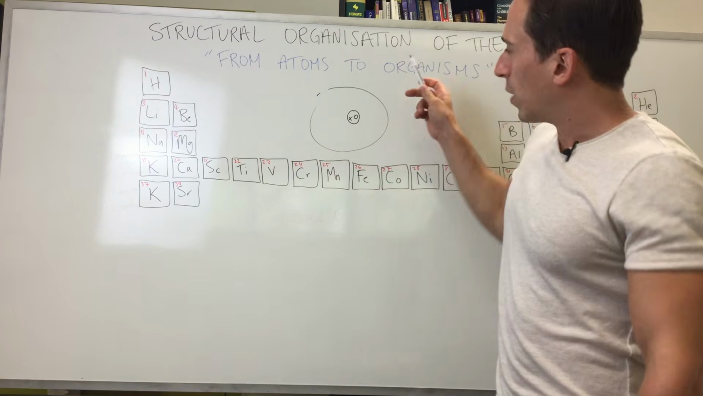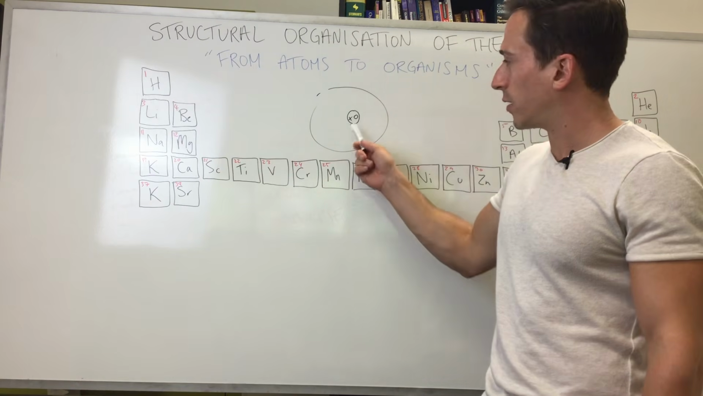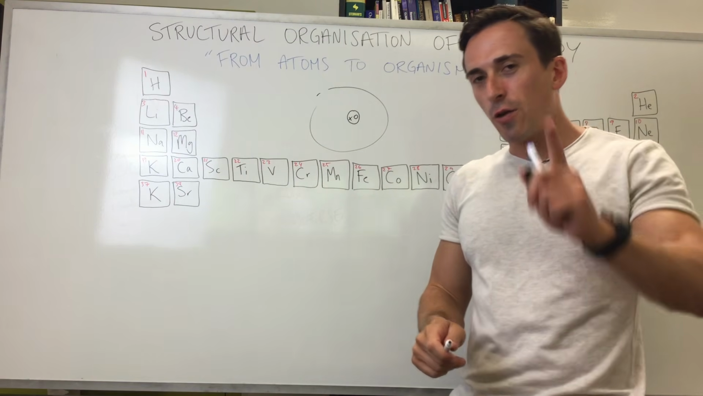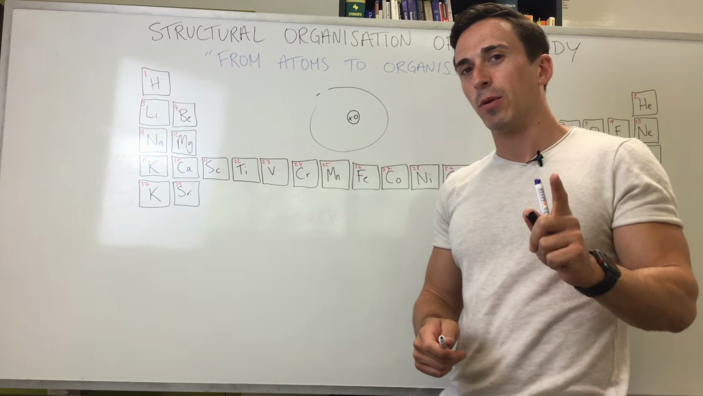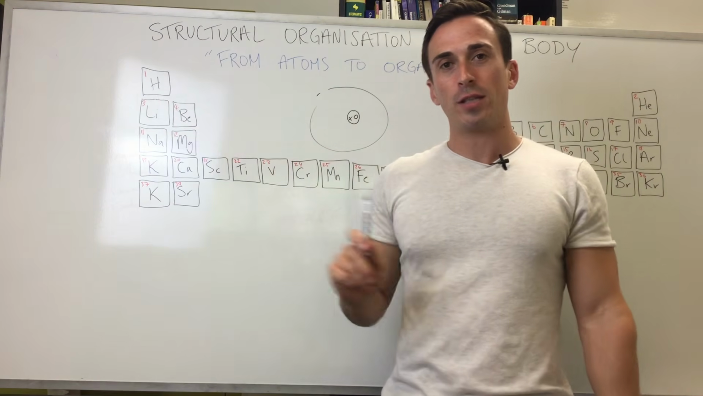Now, when you have an atom like this where we've got one proton, which is positively charged, and one electron, which is negatively charged, that is the very first atom on the periodic table, and the very first atom on the periodic table is hydrogen. That's what the 1 stands for.